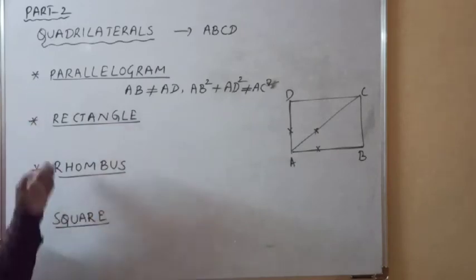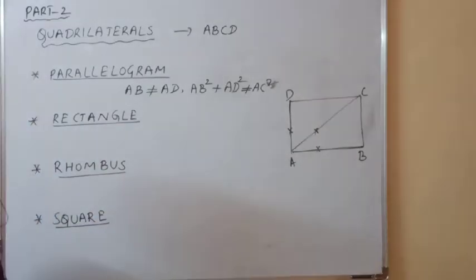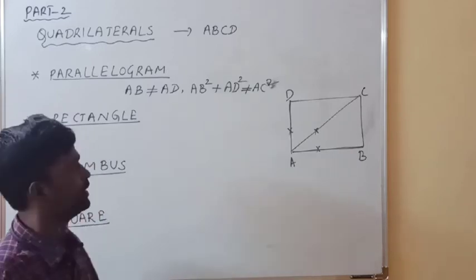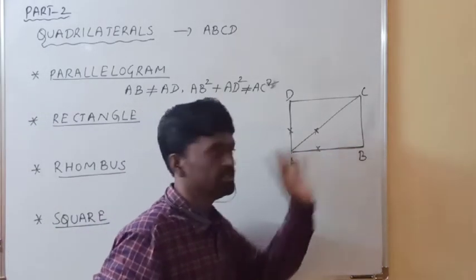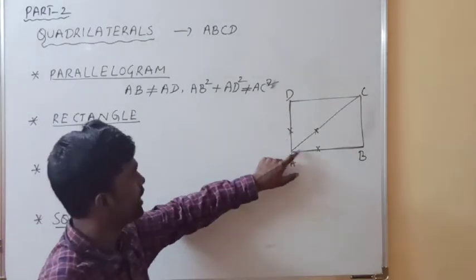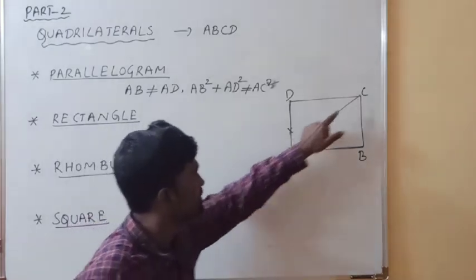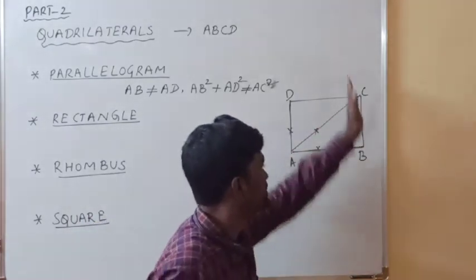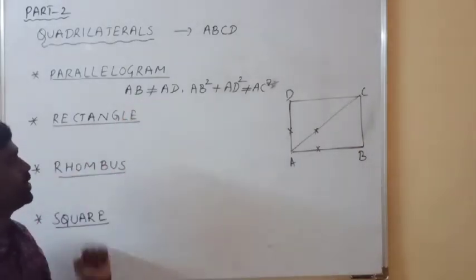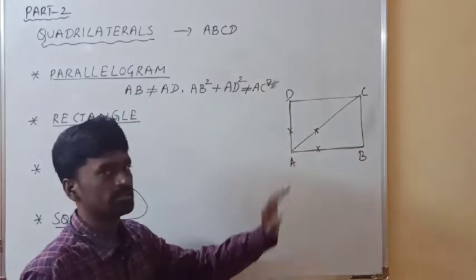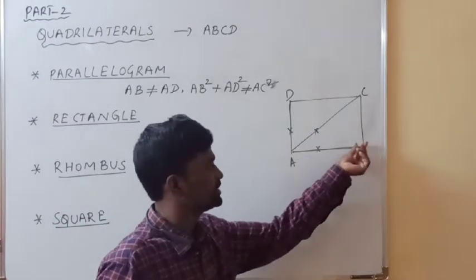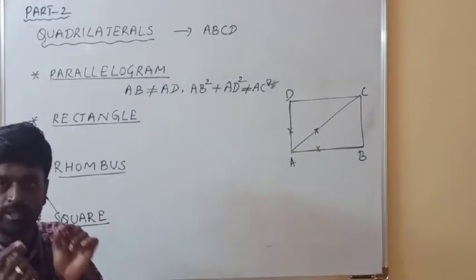Because we have exclusively only these 4 options, in all 4 cases opposite sides are equal. Correct? That means this AD length is the same as the BC length also. As AC square is not equal to AB square plus AD square, or AC square is not equal to AB square plus BC square, this angle should not be 90. And as AB is not equal to AD, adjacent sides are not equal. So adjacent sides are not equal and this angle is not 90. So which is possible only in what?